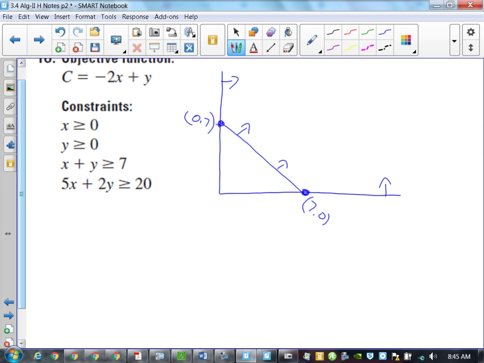I do the same thing with the last constraint. The last constraint gives me a y-intercept of 10 and an x-intercept of 4. It intersected here. And then, again, is 0 plus 0 bigger than 20? No, so it's false, so I'm moving outward.